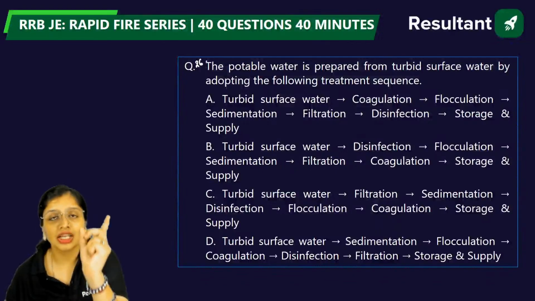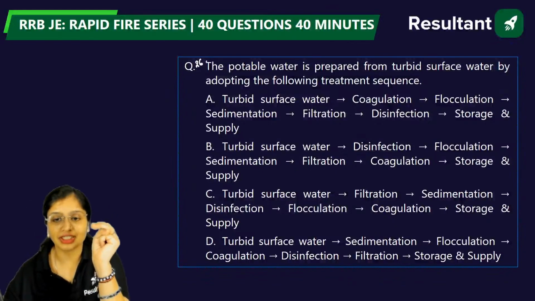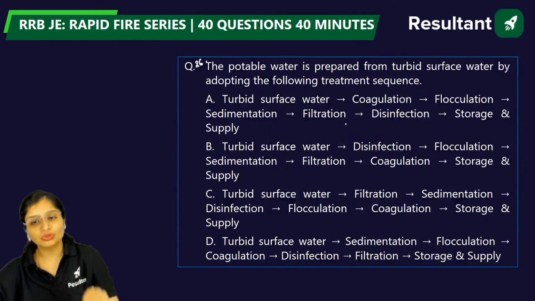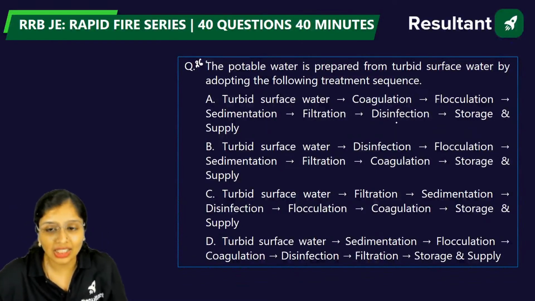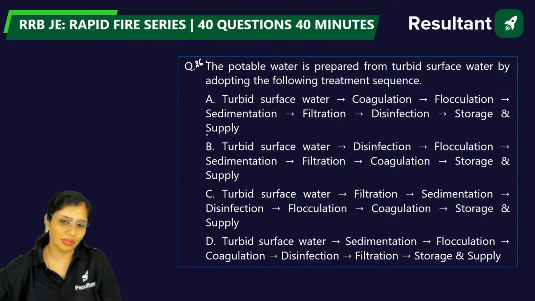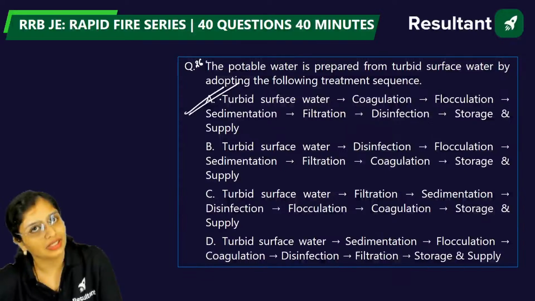This is the chronology which you will follow. First coagulation, then flocculation, then sedimentation. After that you will do the filtration, and after that you will add chlorine, that is the disinfection. After which you will supply it. So coagulation, flocculation, sedimentation, filtration, disinfection, and then storage and supply. So A will be the correct answer.